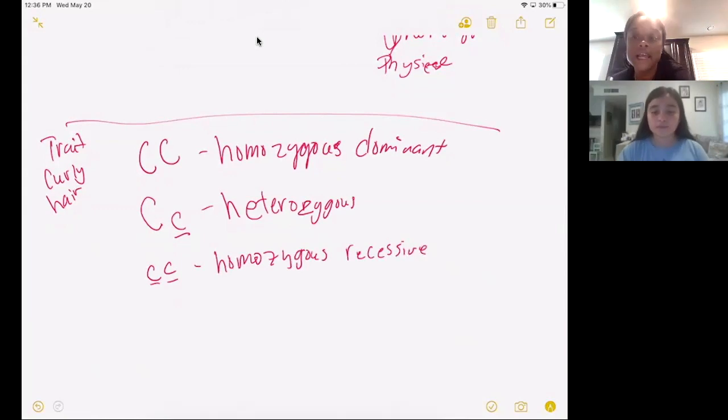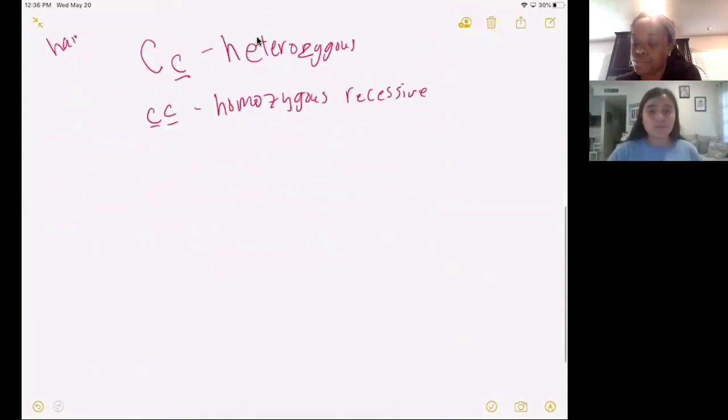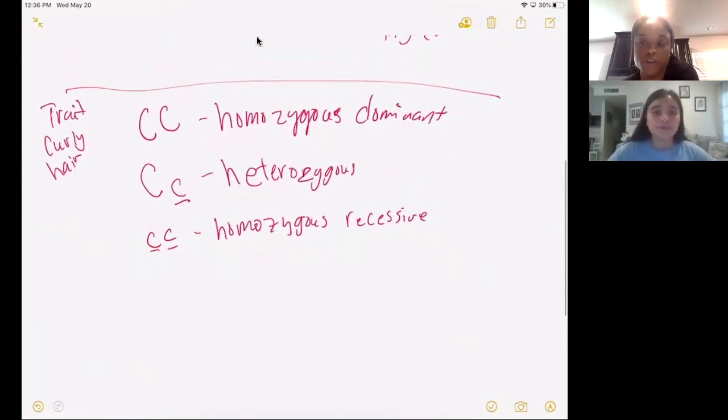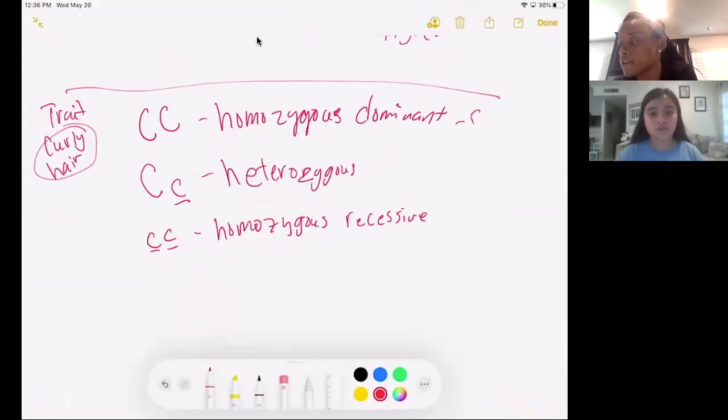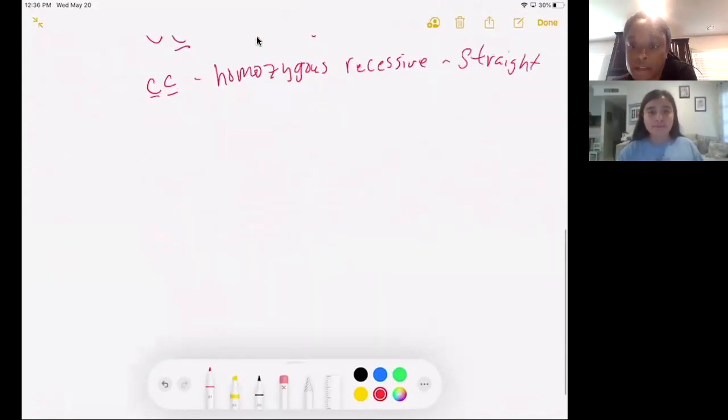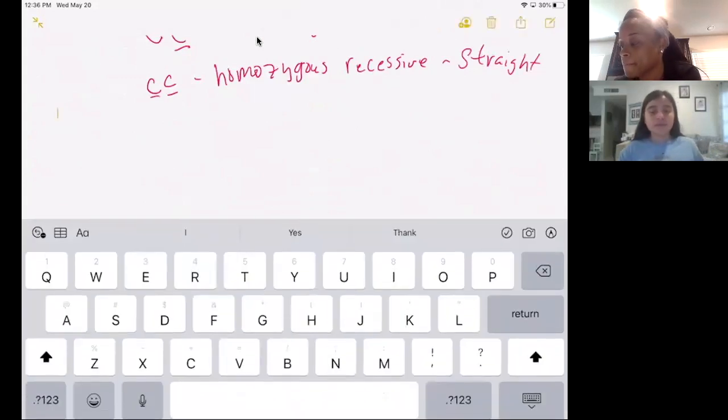All right, so now let's set up our Punnett square. We're going to be coding for the trait of curly hair. If they're homozygous dominant, this one will have curly hair. And this one will have straight hair. So let's say that the mama has curly hair and the daddy has straight hair.